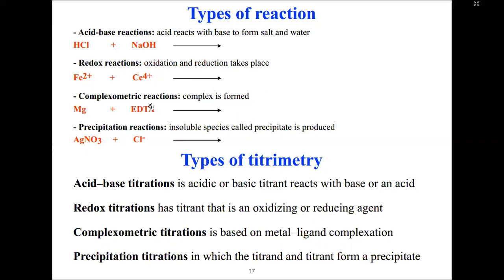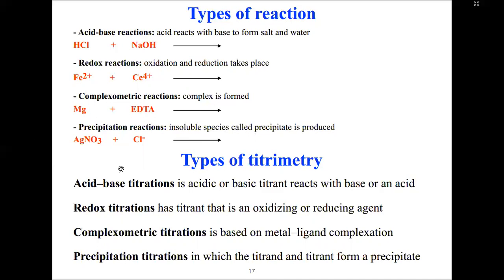Complexometric titration reaction, a complex is formed. Here magnesium plus EDTA, you will form the complex. Precipitation reaction, you form an insoluble species called precipitate as a product. Like silver nitrate reacts with chloride, you get some sort of precipitate, and that type of reaction is a precipitation reaction.